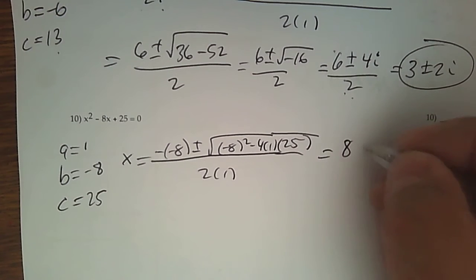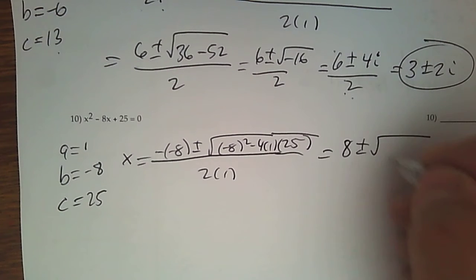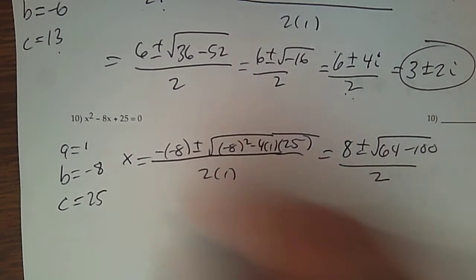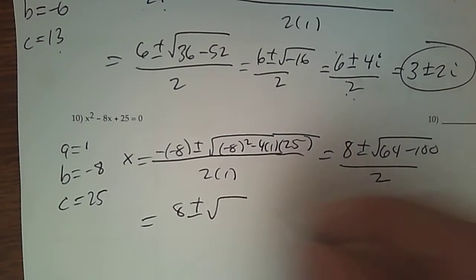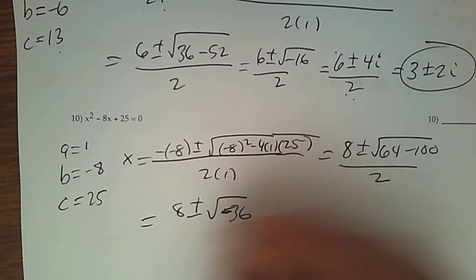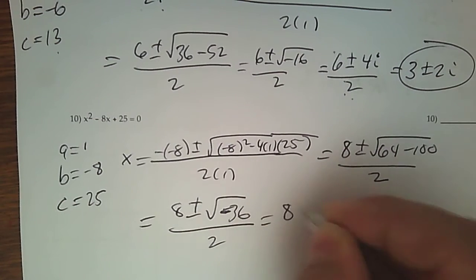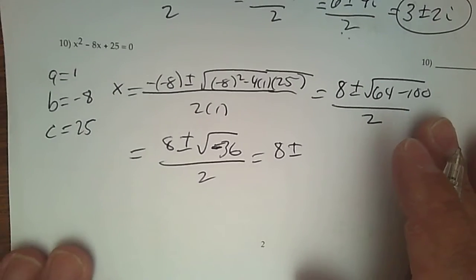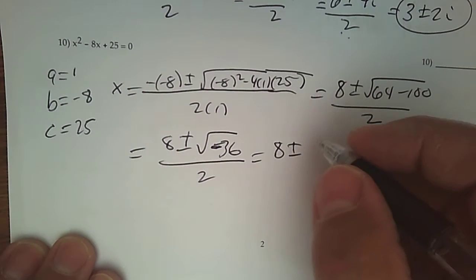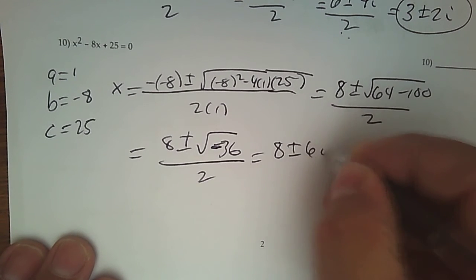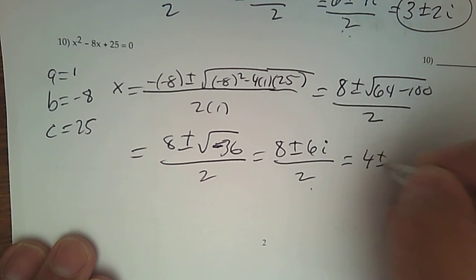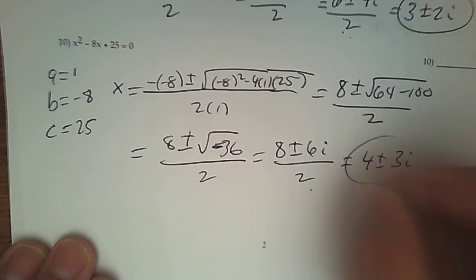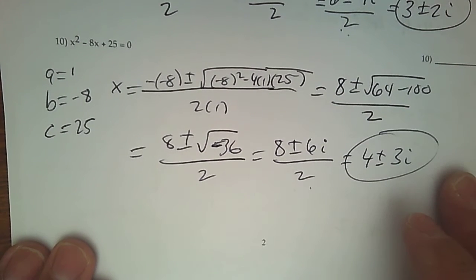A negative and a negative, that's positive 8. This is 64. I'll subtract 100. So this is going to be complex again. So 64 take away 100 is negative 36. The square root of negative 36. That's imaginary. The square root of 36 is 6, but it's i because it's negative. And then again, 8 divided by 2, 6 divided by 2, and you get your answers. 4 plus or minus 3i.